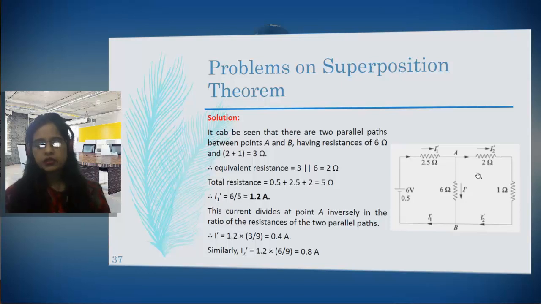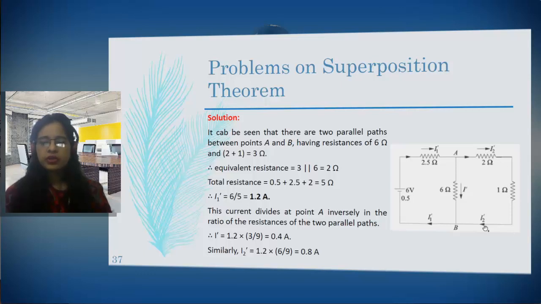There are 3 currents flowing in 3 different branches: I1 dash, I2 dash, I dash. These two resistances, 2 and 1, are connected in series. Between A and B there are two parallel paths, having resistances of 6 and 2 plus 1. Since these two are in series, the resistance of this branch will be 3 ohm, 2 plus 1.